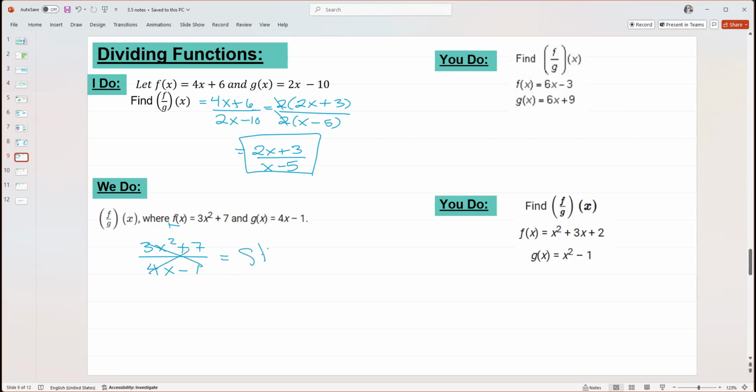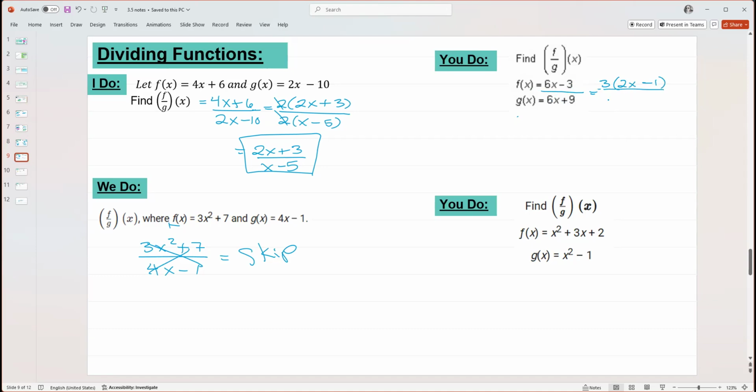All right, up here, the u-dos, I'm just going to put the division bar right there, because it's f divided by g. So 6x minus 3 divided by 6x plus 9. Definitely some greatest common factors here. I can take out a 3 on top. So you've got 6 divided by 3 is 2x minus 1.